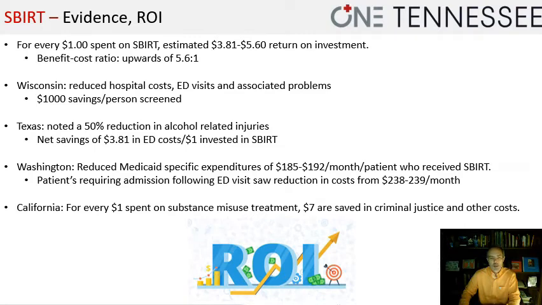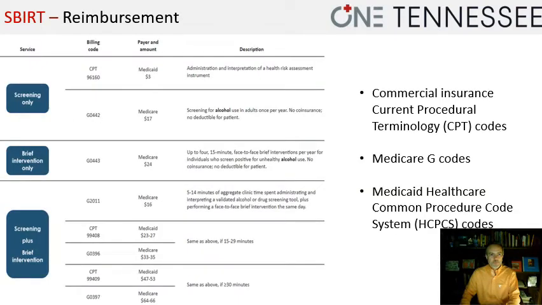SBIRT services are also reimbursable with CPT and G codes that can be used to bill both Medicaid and Medicare. While the reimbursements aren't earth-shattering, I'm sure that most of you are already doing some of this in your practices, so you might as well capture some of the billing and reimbursement that's available for providing SBIRT services.